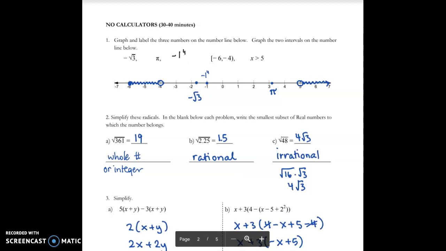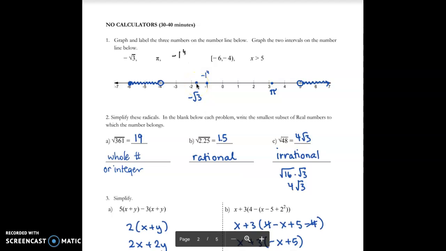These are the video solutions to unit test number 1, the non-calculator section. On the first problem, we were looking for a demonstration of knowledge of closed versus open circles on these intervals. So -6 inclusive to -4 not inclusive needs to have an open circle at -4, closed circle at -6. Similarly, x greater than 5 has to have an open circle on the 5.